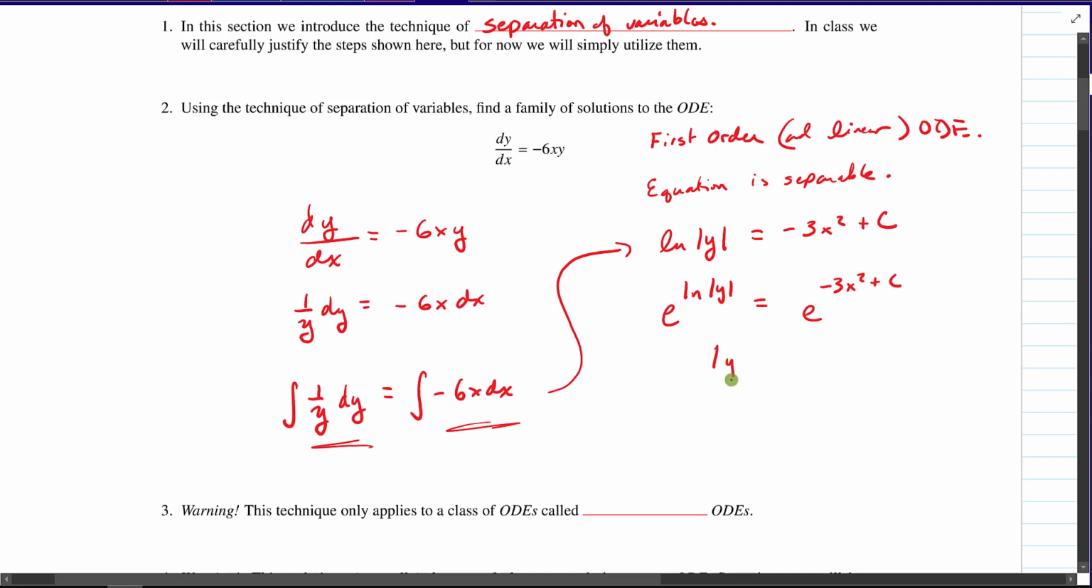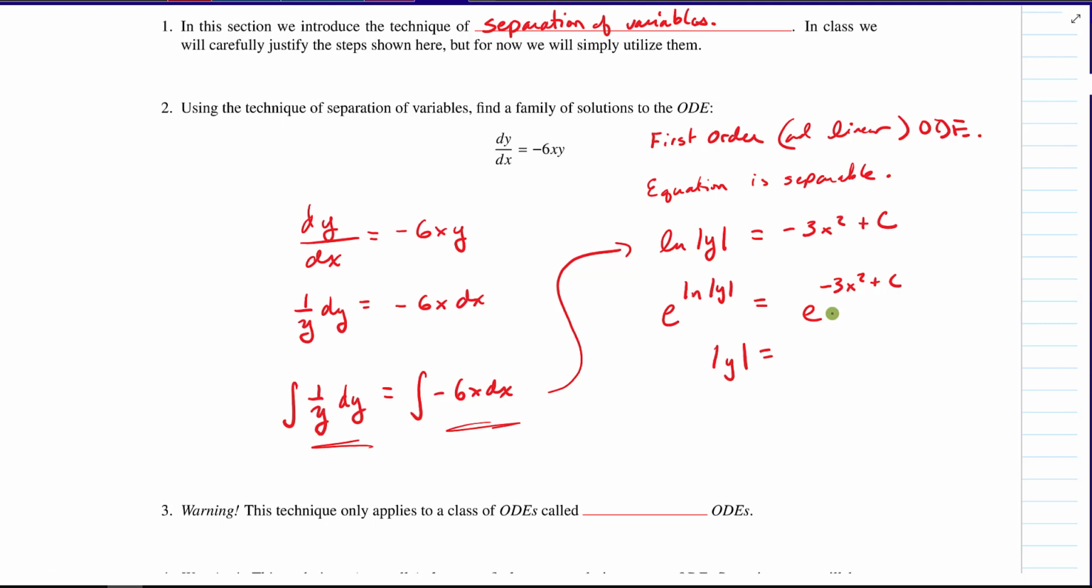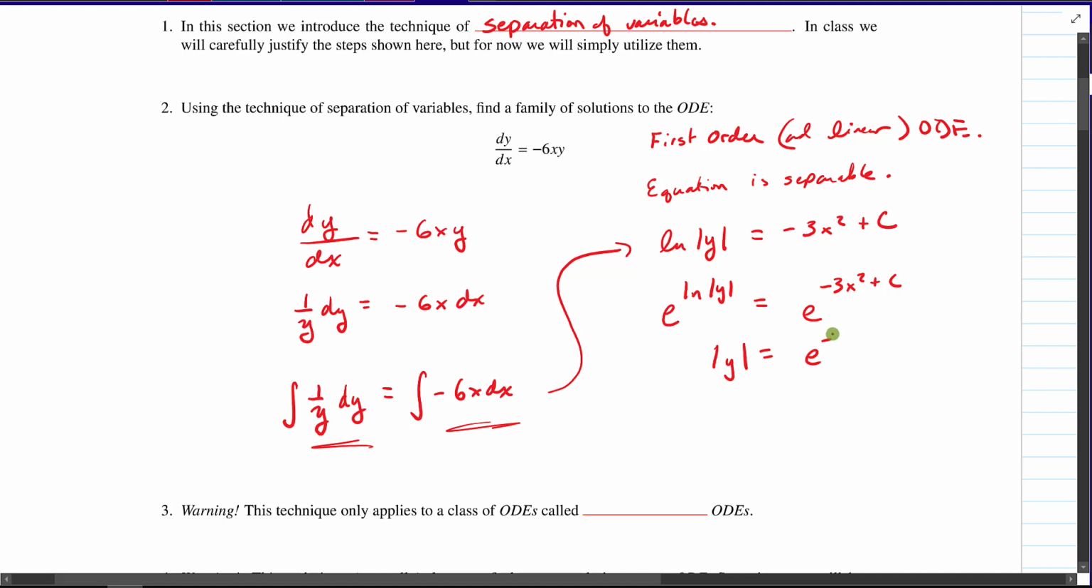So first of all, on the left-hand side, we're just left with the absolute value of y. And on the right-hand side, I have this expression here. And for this time only, I'm going to do some algebraic manipulation of this, and then you'll see that later on, we'll usually just skip a couple of steps. So first of all, I'm going to rewrite this as e to the negative 3x squared times e to the c. Okay? Well, what is e to an arbitrary number over here? It's again an arbitrary number. So I could actually write this as the absolute value of y is equal to, maybe we call it some new constant, c1, e to the negative 3x squared.